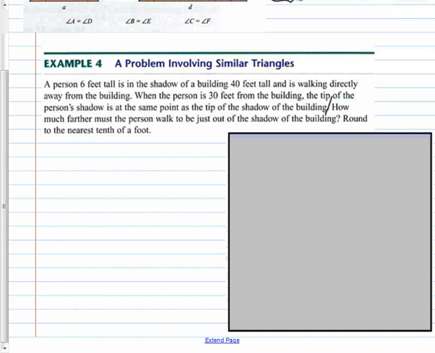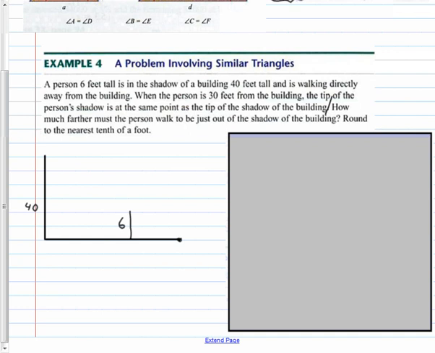I have a building. What do I know about my building? It's 40 feet tall, and my building looks exactly like that because there's no reason to clutter the picture with unnecessary things. There's a 6-foot person. They're walking away from the building. So we need a place for them to walk on. So they're going to walk on this. In fact, that's going to be the shadow of this building. And they're 30 feet away eventually, and their shadow and the building shadow is exactly ending in the same spot. So here's my 6-foot tall person, obviously not to scale.